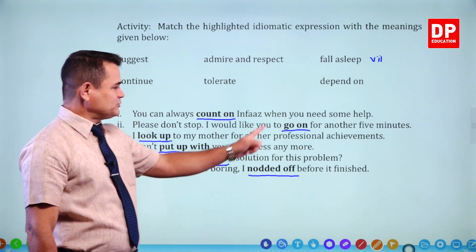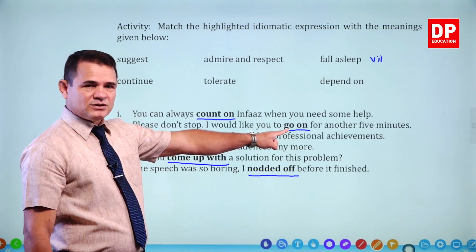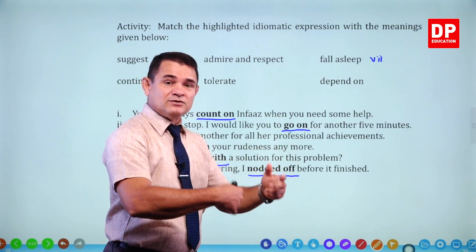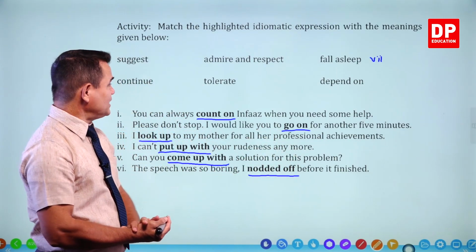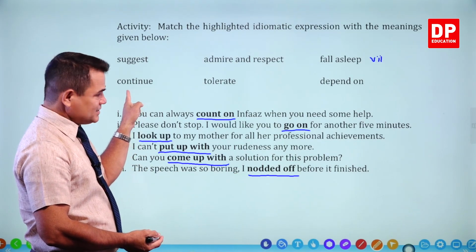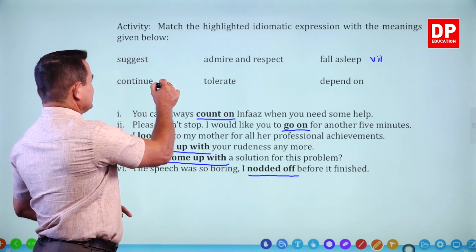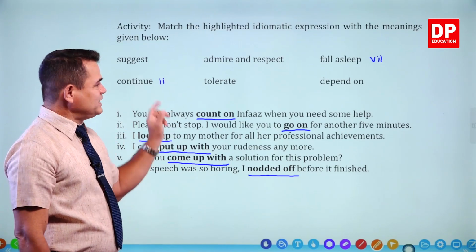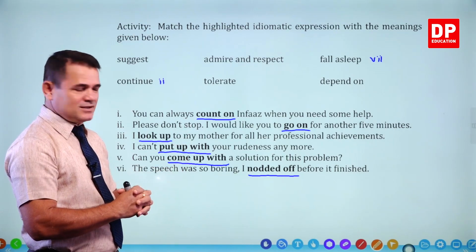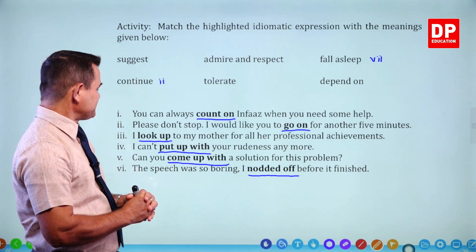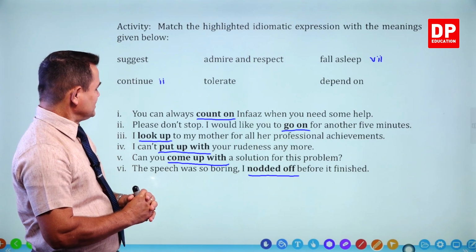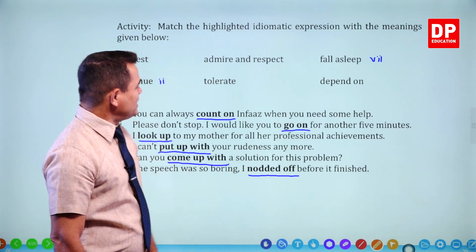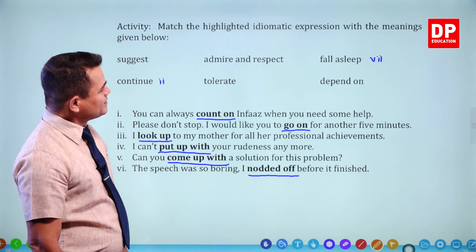Fell asleep. Easy ones like that. Now here also you found it. Go on for another 5 minutes. Continue for another 5 minutes. Very easy. Continue. Right? So do the easy ones first. So what are the other easy things now you see? And the remaining: suggest, tolerate, admire and respect, and depend on.